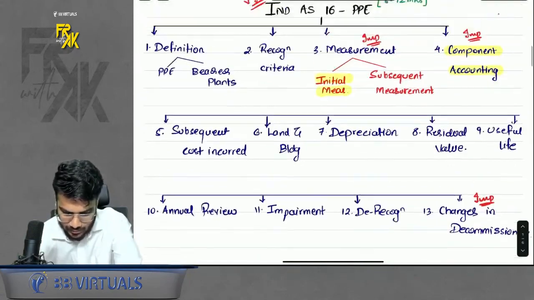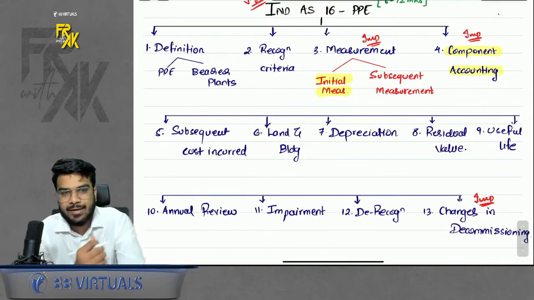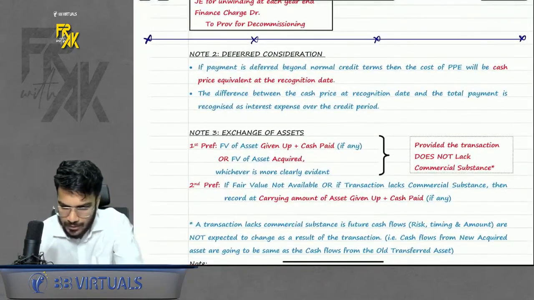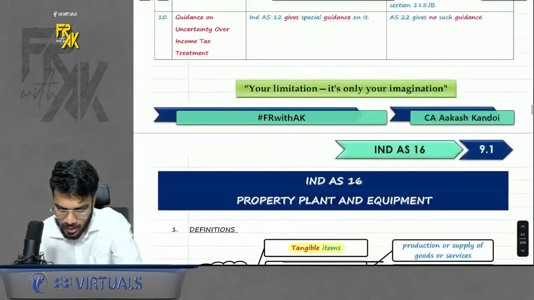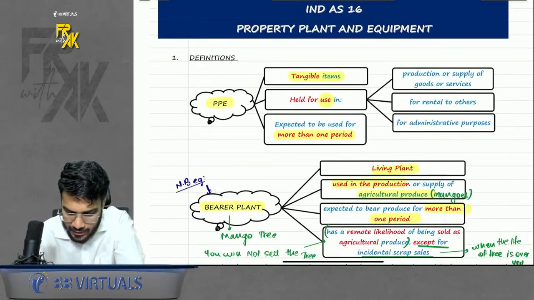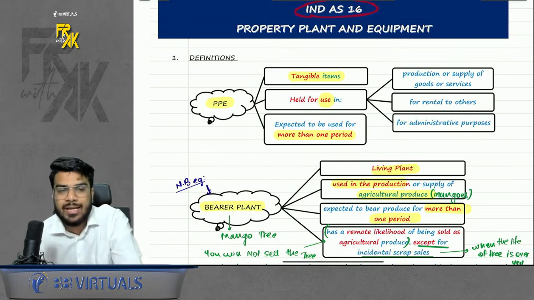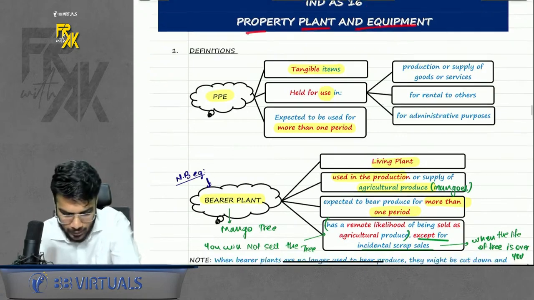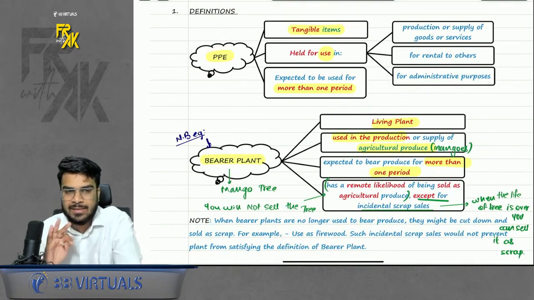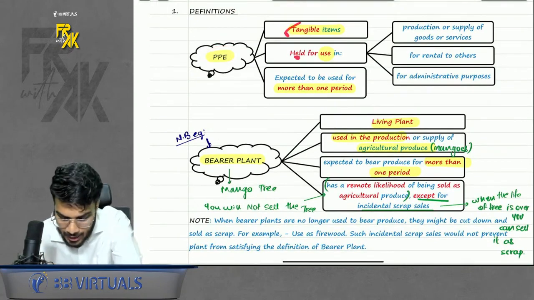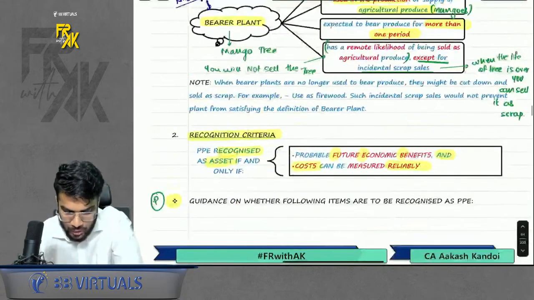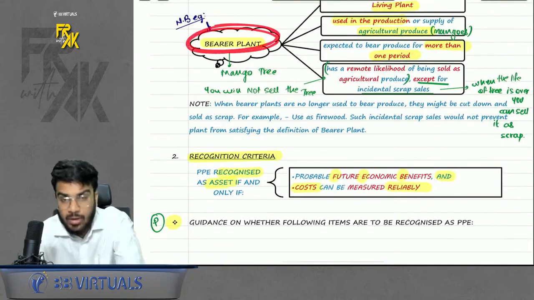So before starting the new content, let us again revise in the batch itself whatever we had studied yesterday, right? So let's start the revision in 3, 2, 1 and go. Initially we started the discussion of Ind AS 16, property, plant and equipment, right? The first part was the definition of PPE. The definition of PPE has three elements: tangible items, held for use, and expected to be used for more than one period, right? Then we also discussed that bearer plants are also covered under Ind AS 16.